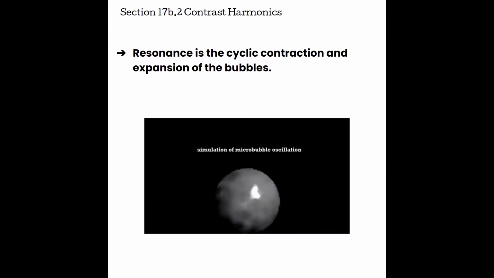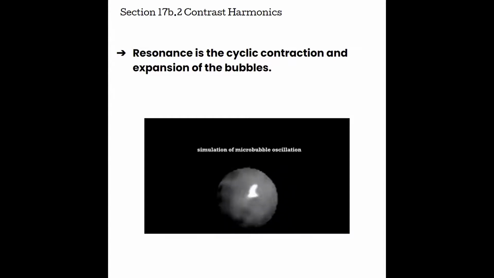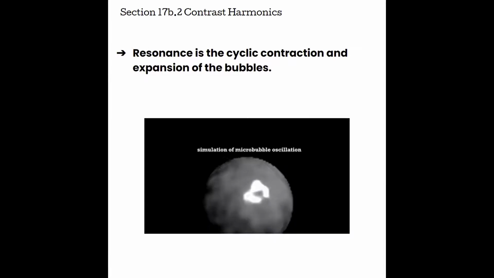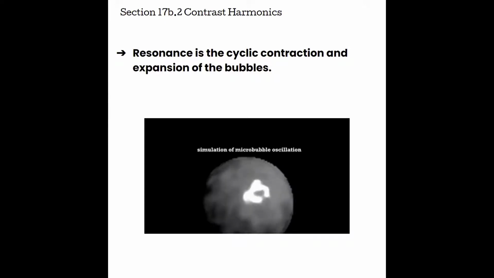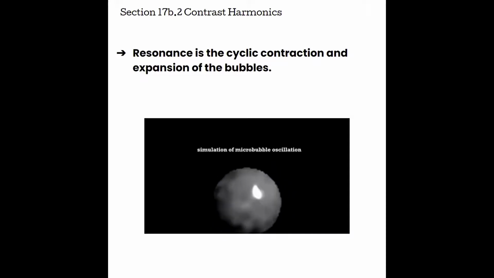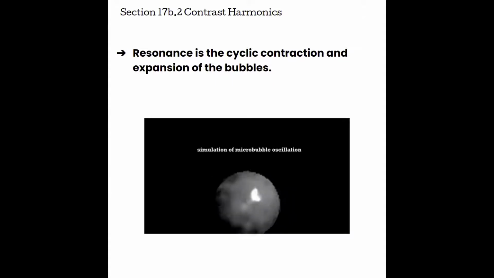When the sound beam interacts with the injected contrast agent, the small bubbles are going to interact with the wave. The bubbles are going to contract and expand as the sound wave propagates through them. So we define that cyclic contraction and expansion of the bubbles as resonance. And that is why contrast harmonics is sometimes called resonance harmonics. So we can see in the image below that is moving that expanding and shrinking, that is resonance. That is the contraction and expansion of the bubble as it interacts with a sound wave.